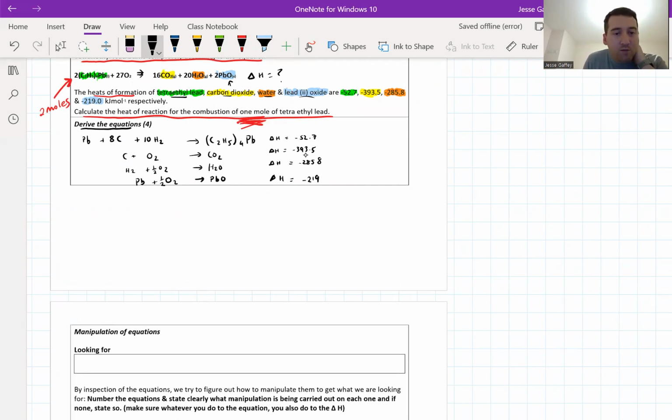Okay, so what we should be doing here is C2H5 in brackets 4Pb. So all we've done here is got rid of the 2 that was before. We don't have 2 moles anymore. We now have 1 mole. Plus, well, we don't need 27 moles of oxygen anymore. We need half of that amount. So that's 13.5 times O2. Or you could say 13.5 O2s. And this reacts to make 16 CO2 halves to 8 CO2.